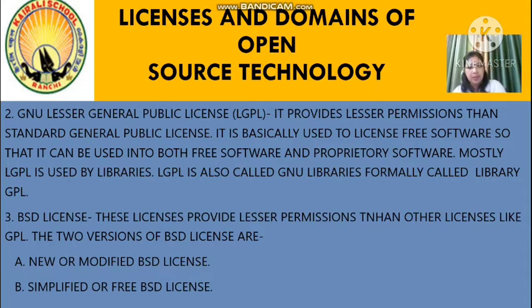Next we have BSD license. Here we have lesser permissions and we have two versions of it. The first one is the new or modified BSD license, and the second one is the simplified or free BSD license. In the first one, the user is allowed to copy and modify whatever he wants. But one more thing is there: if he is going to use this software in any derived work, I have already told you the meaning of derived work.